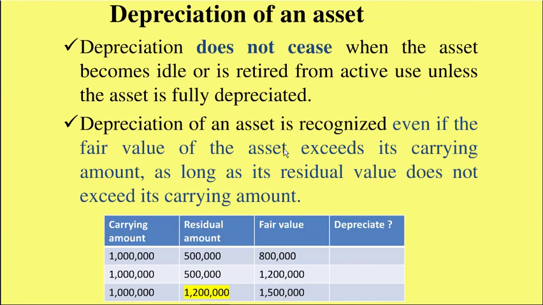Next one, depreciation does not cease when the asset is idle or retired from active use, unless the asset is fully depreciated. Let's say during this COVID-19 period, most of the assets of most companies are idle. Still, some companies are not utilizing those assets at their full capacity. Still, there may be some idle assets at many of the factories. Even if those assets are idle, you can't say they are not going to be depreciated. You should depreciate them even if those assets are idle.